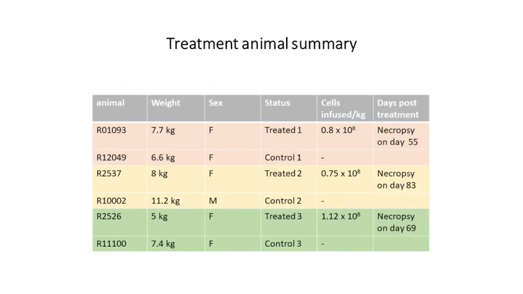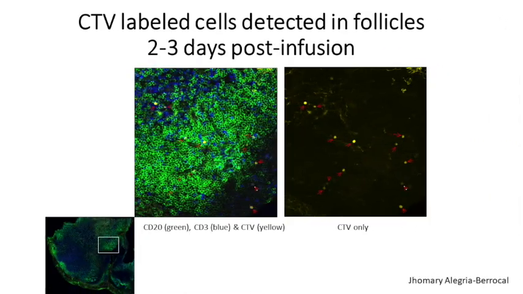And for this, we've increased the dose from our first one, which was about 0.4 times 10 to the 8th cells per kilogram, and now our goal was 1 times 10 to the 8th cells per kilogram, and we got close with these animals. And so, again, we took biopsies 2 to 3 days post-infusion and looked for those CTV-labeled cells. And here you can see many yellow cells inside this follicle, so we're able to readily detect them in the follicles. And the increased dose led to more cells in the lymphoid tissues, which is great.